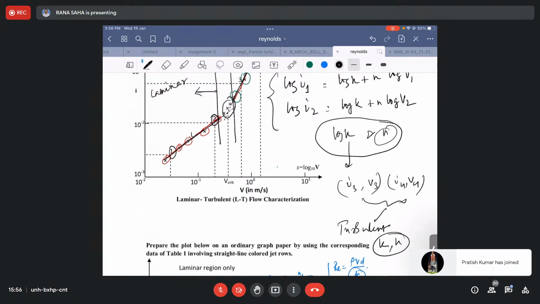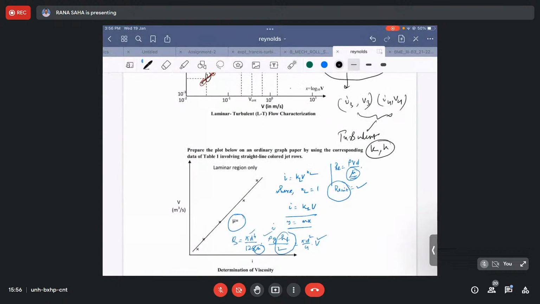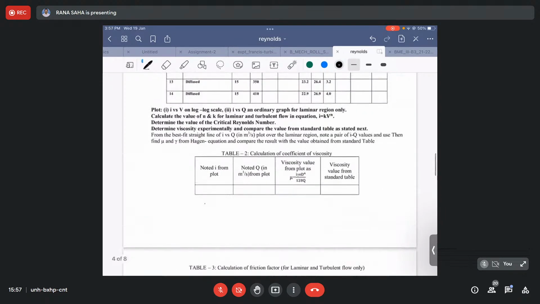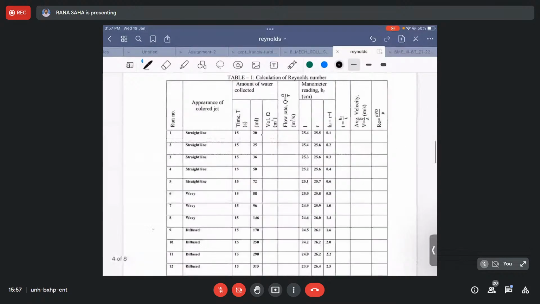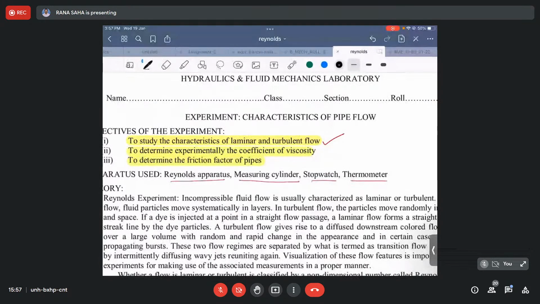So that is the way by which we can have this analytical part completed, and we can say the study of the characteristics of laminar and turbulent flow gets completed. So that is objective 1, and that is the major part actually. So once you complete objective 1, then you are left with the evaluation for the second objective, that is basically to determine viscosity experimentally and compare the value with the standard table. We can revisit this page where it is mentioned to determine experimentally the coefficient of viscosity.